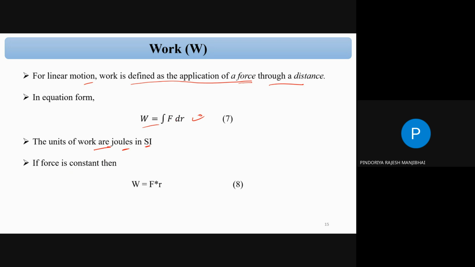If the force is constant, we can say W equals F times r. So if your force is constant, W equals force into distance. Suppose the force is 5 Newton times the distance, correct? So no need to do the integration to derive the work.